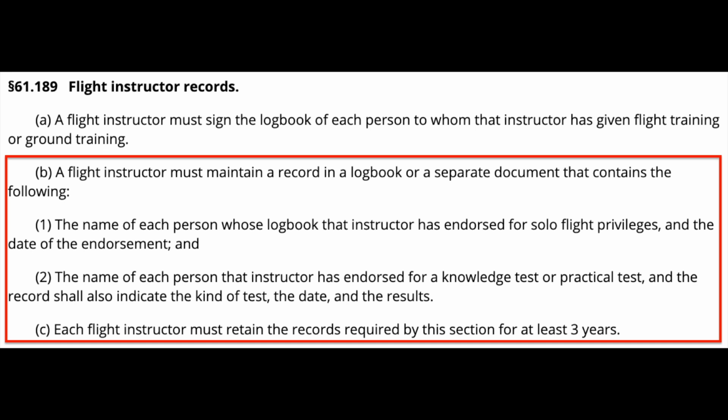And then the next thing, because it's a total of 3, so we talked about the first one, which is solo. The next one is any knowledge test that you signed someone off for. You have to keep a record of that. Name, the type of test, the date the test was taken, and the results of the test. And you just need to put pass or fail. You don't need to put a grade in there or anything. That's not required. And then the third thing that we have is any practical test that you endorse someone for, and you would just need to give their name, the type of test, the date, and the results of the practical test, whether it be a pass or a fail.